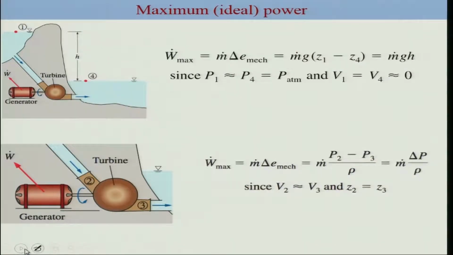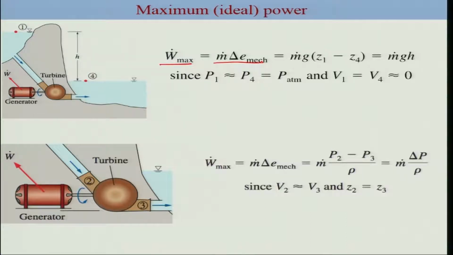Now in case of an ideal hydraulic turbine, what would be the maximum power? So assuming that this is a case where you have an ideal hydraulic turbine connected with an ideal generator, it means there is no loss of energy anywhere. So whatever the mechanical energy of the fluid is, it is transferred to the work done by the generator. So this is the maximum power. Okay, it will simply be m dot delta E mech.